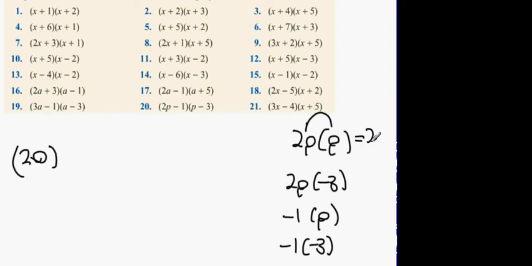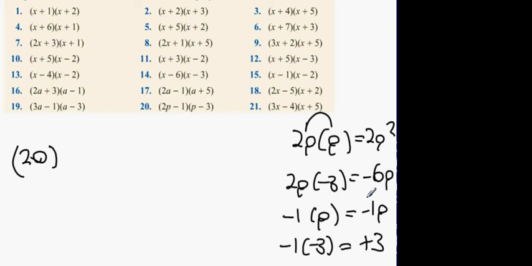2p squared. Perfect. What's 2p by minus 3? Minus 6p. You multiply the 2 by the minus 3 to get minus 6. What's minus 1 times p? Minus 1p. Okay, and what's minus 1 times minus 3? Plus 3. Alright guys, does anybody have any questions about any of those ones we just did?